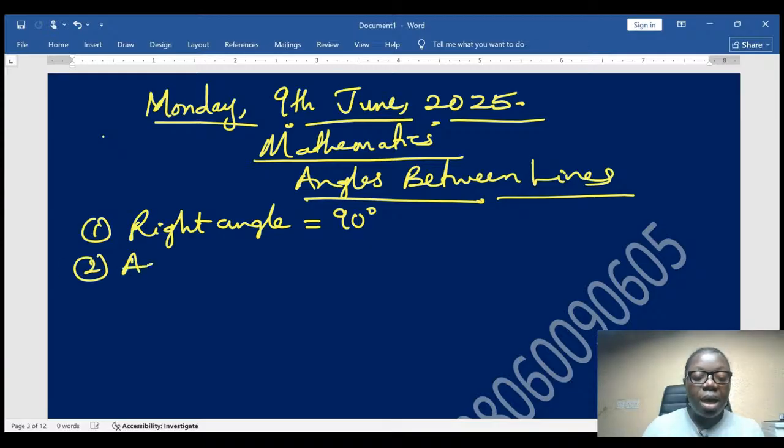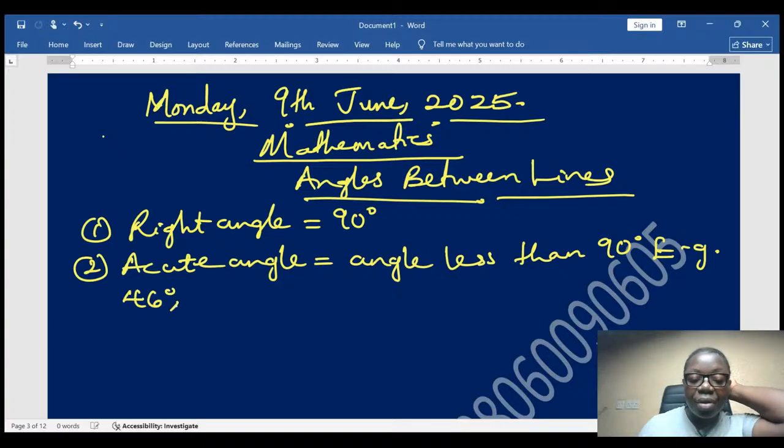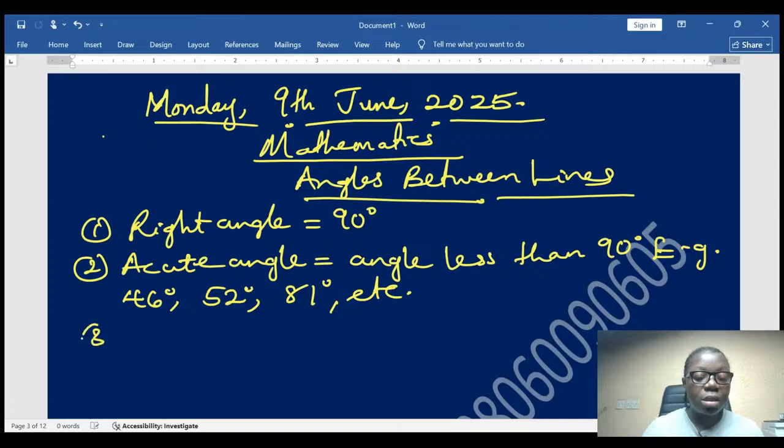We also learned acute angle. Acute angle is an angle that is less than 90 degrees. So examples of acute angle are 46 degrees, 52 degrees, 81 degrees, and so on. They are acute angles.